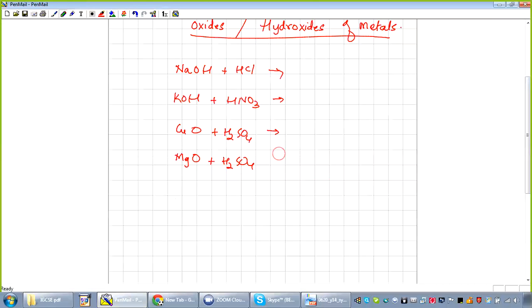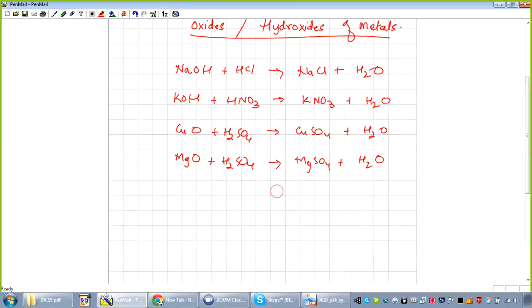Can you predict what the products are going to be? The first one will be NaCl plus H2O. The second one is KNO3 plus H2O. The third one is CuSO4 plus H2O. And MgSO4 plus H2O.